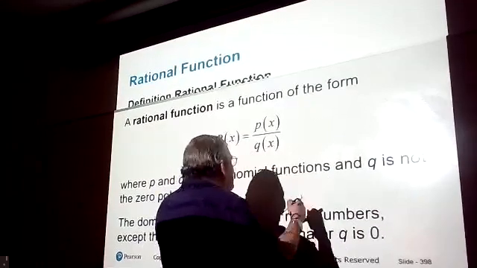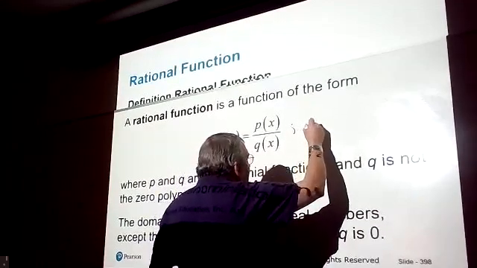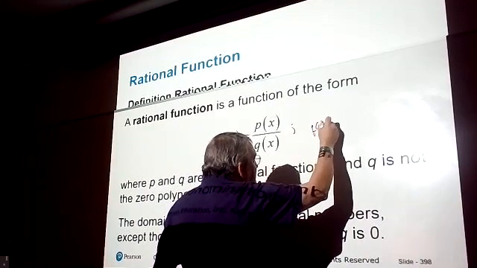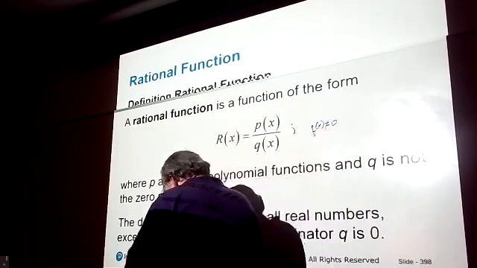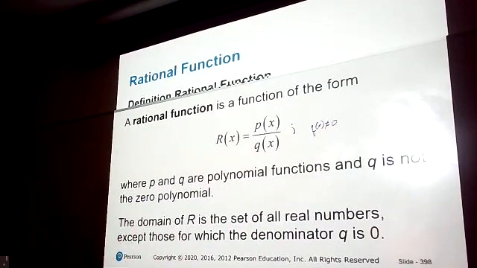And usually they say over here where q of x does not equal 0. Which kind of eliminates the zero polynomial as well as x values that make that polynomial 0. So basically, a rational function is a fraction where the numerator and denominator are polynomials. Realizing constants are a polynomial.